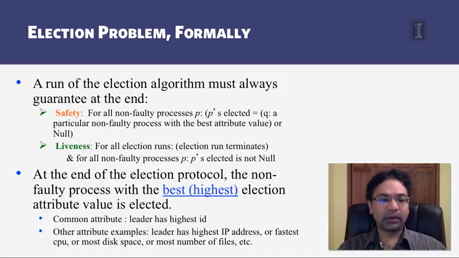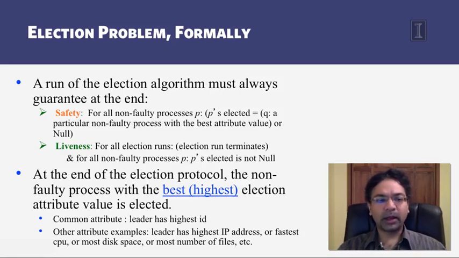Liveness property, again, informally speaking, liveness says that something good eventually happens. And in this particular case, the liveness property says that for all runs, the election run terminates, meaning that all the processes quiesce at the end. And then for all non-faulty processes P at the end, P's elected variable is set to non-null. So if you combine safety and liveness, this essentially says that at the end of the leader election run, which terminates, the process with the best attribute value is elected as a leader, and all the other non-faulty processes in the system have their local elected variables pointing to this newly elected leader.